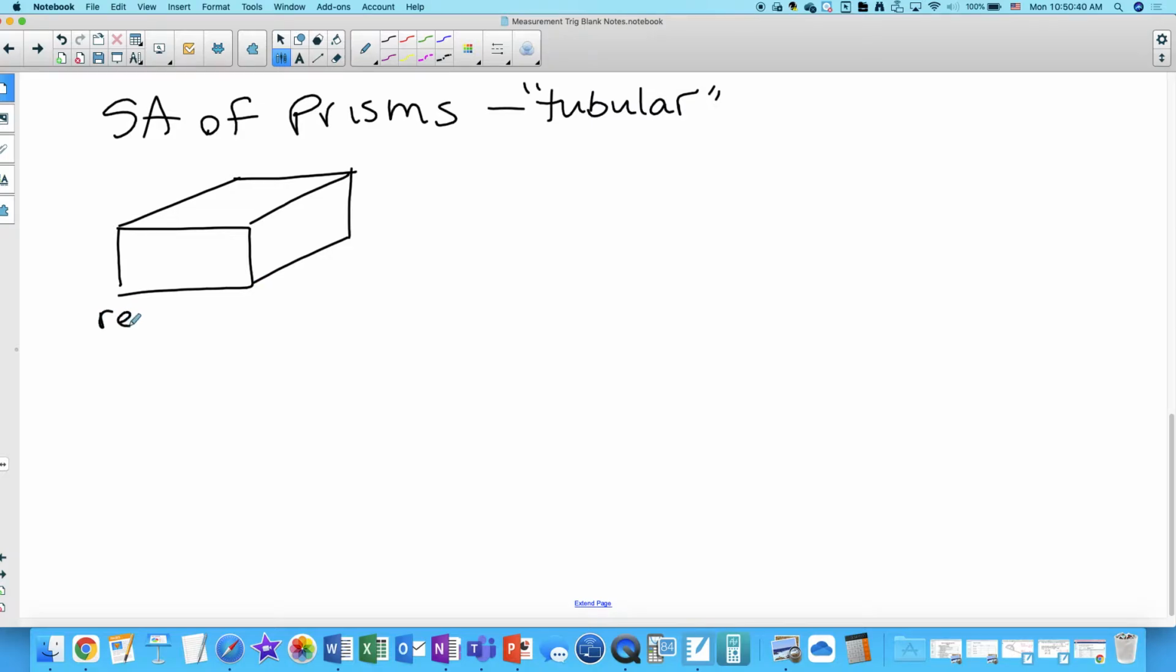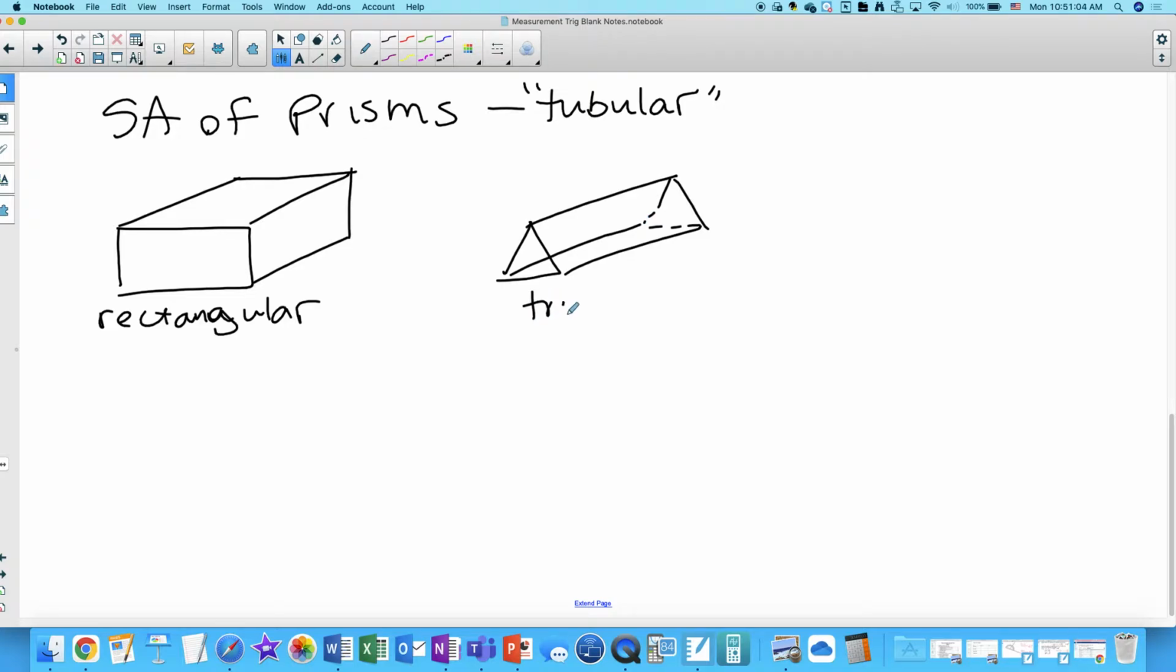This is rectangular. A triangular prism looks like that. And again, the bases of these things are the triangles. It doesn't matter that I've drawn it so that it's lying on one of the rectangular faces. This is called a triangular prism. You can have like the Pentagon in the United States. Have you heard of that building? Yeah, that's a pentagonal prism.